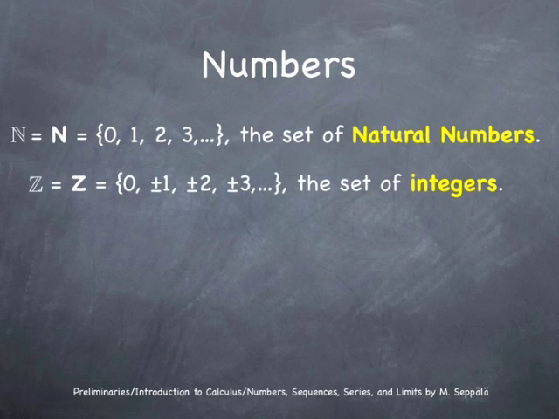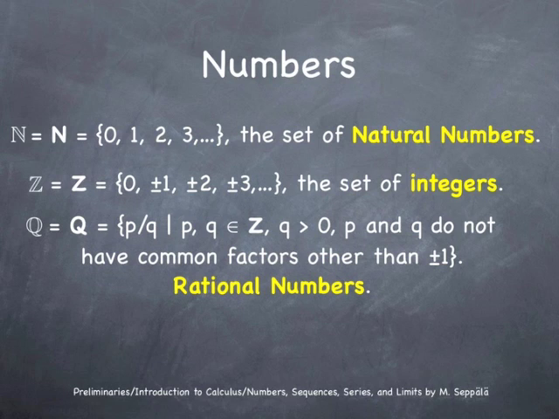Then we have the set of integers, capital Z. That is 0 and then plus or minus 1, plus or minus 2, plus or minus 3. These are all positive and negative integers and 0.